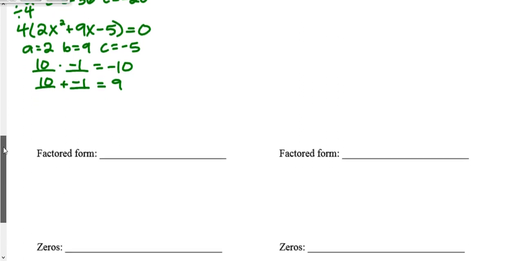So now we're going to rewrite our quadratic. So 4, that was a 2x squared, plus 10x minus 1x minus 5 equals 0. And now we're going to group.